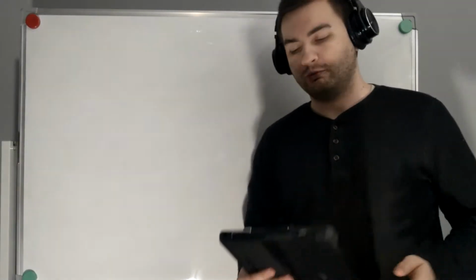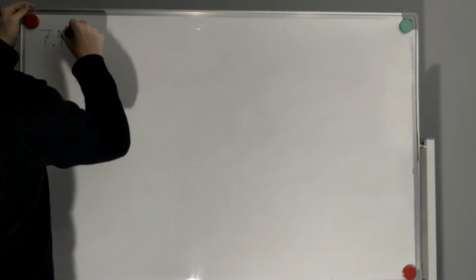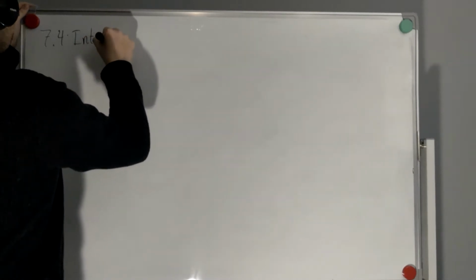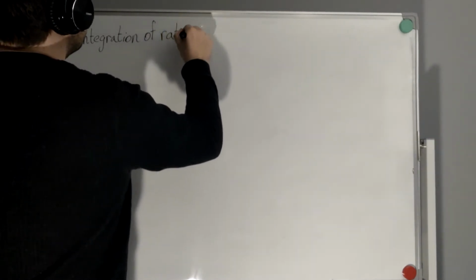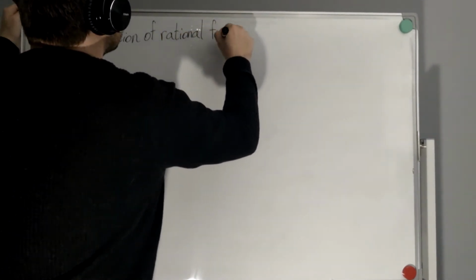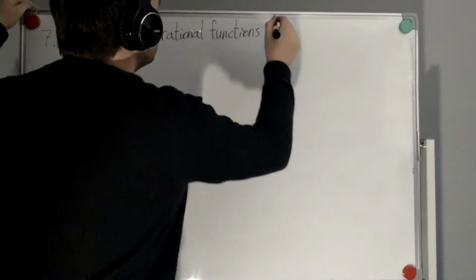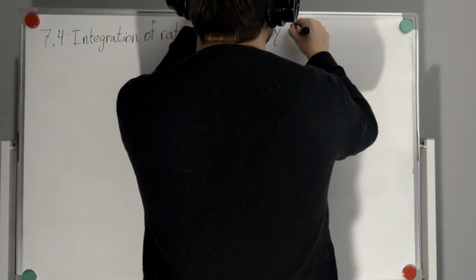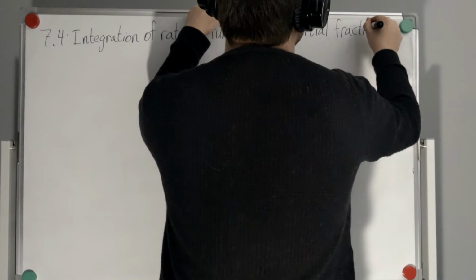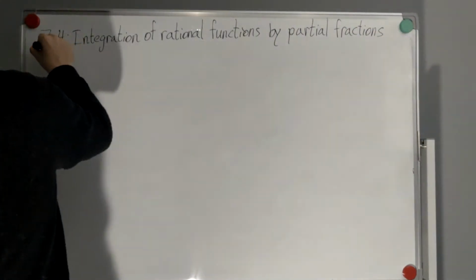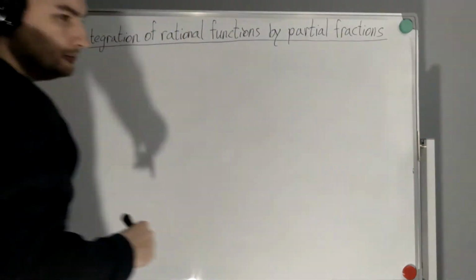So, today we're going to go through one last integration technique. This one is called partial fraction decomposition. So this one, section 7.4, is called integration of rational functions by partial fractions. Okay?